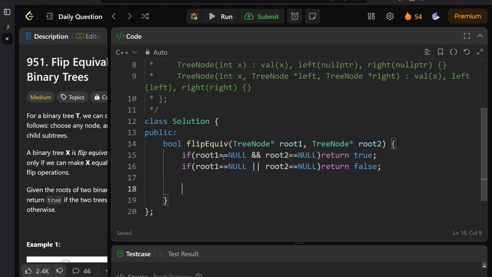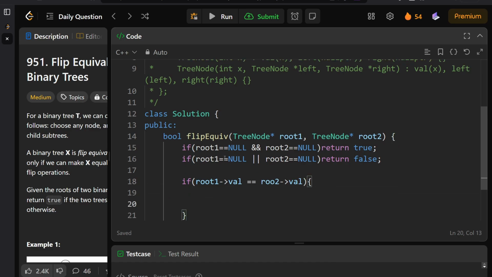Now we are done with my base cases. We can further move on if both nodes' values are the same. If both root nodes' values are not the same, then we can clearly say that both trees are not equivalent. So we are simply moving further. Now we are doing my operation.